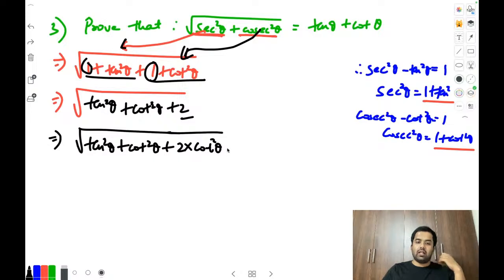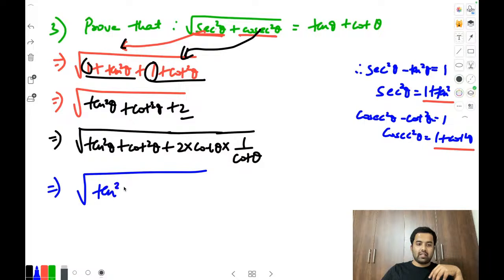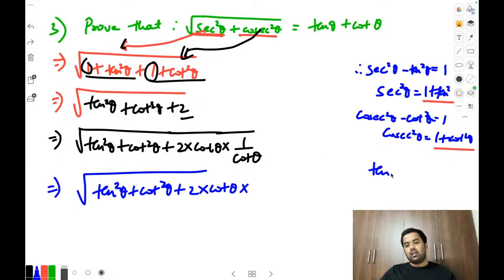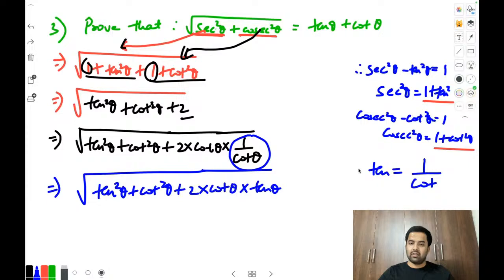Cot theta into 1 by cot theta. Same thing now. Even if you are cancelling these both, same thing will come, right? So we can keep it like this, cot theta upon cot theta. But here we kept it like this, and in the second step these things stay as they are, okay? Plus 2 into cot theta into... Now, as you know, the tan reciprocal is what? 1 by cot. So in the place of this one, can we keep tan? We can keep it, right? So we kept that one.